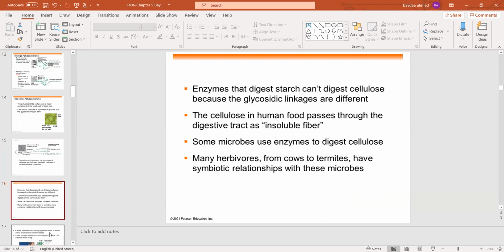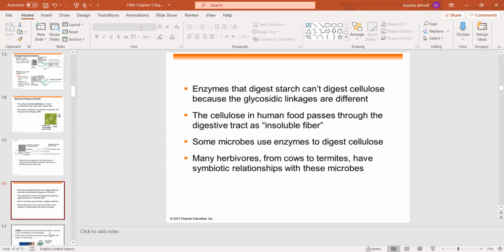In fact, few organisms possess enzymes that can digest cellulose. Almost all animals, including humans, don't. The cellulose in our food passes through the digestive tract as insoluble fiber. Along the way, the cellulose scrapes the wall of the digestive tract and stimulates the lining to secrete mucus, which aids in the smooth passage of food through the tract.